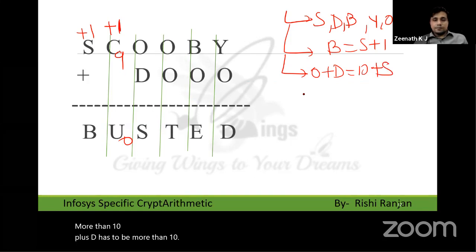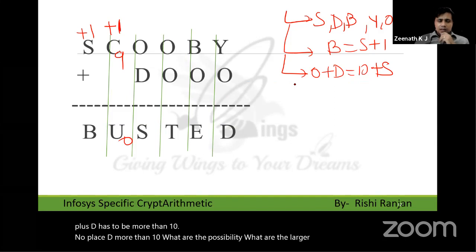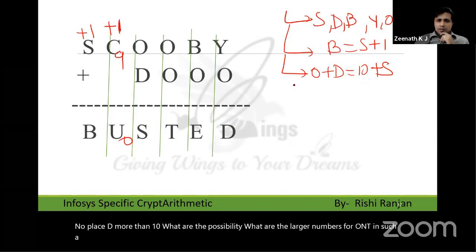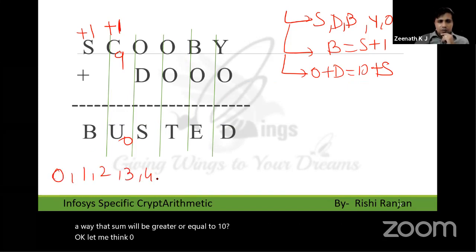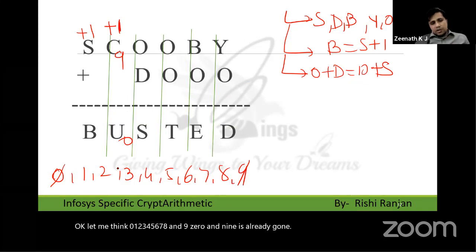Okay. Now O plus D more than 10. What are the possibilities? What are the larger numbers for O and D in such a way that the sum will be greater or equal to 10? Okay, let me think. 0, 1, 2, 3, 4, 5, 6, 7, 8, and 9. 0 and 9 are already gone. 1, 8 not possible. 2, 8 not possible because 0 is already gone. 2 plus 8 becomes 10.